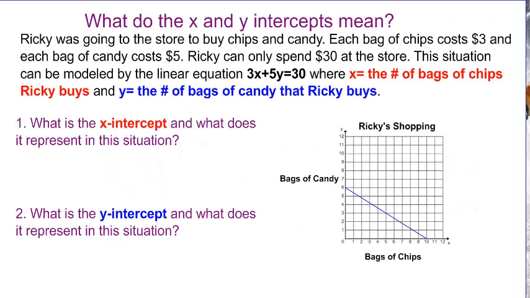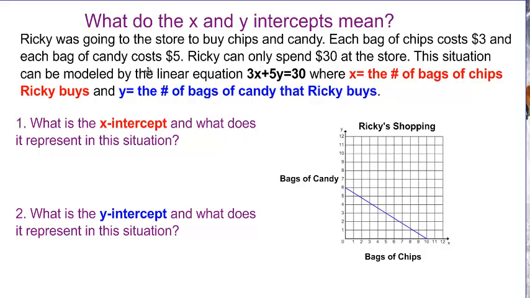The last piece we want to talk about when we say we want to identify and apply the intercepts of a linear function is we want to know what they mean to us. So in this story problem it says, Ricky was going to the store to buy chips and candy. Each bag of chips costs $3 and each bag of candy costs $5. Ricky can only spend $30 at the store.